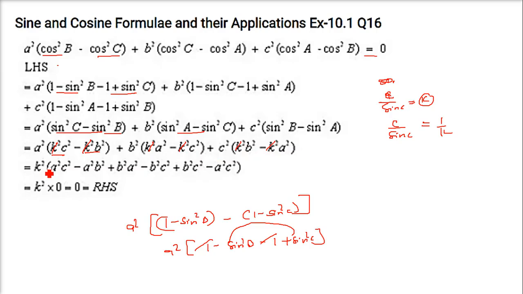When you take K square common, this will be A square C square, this will be A square B square, B square A square, B square C square, C square B square, C square A square, and this all gets cancelled. A square C square, A square C square cancelled, A square B square, A square B square cancelled, minus B square C square and B square C square cancelled, you get a 0.